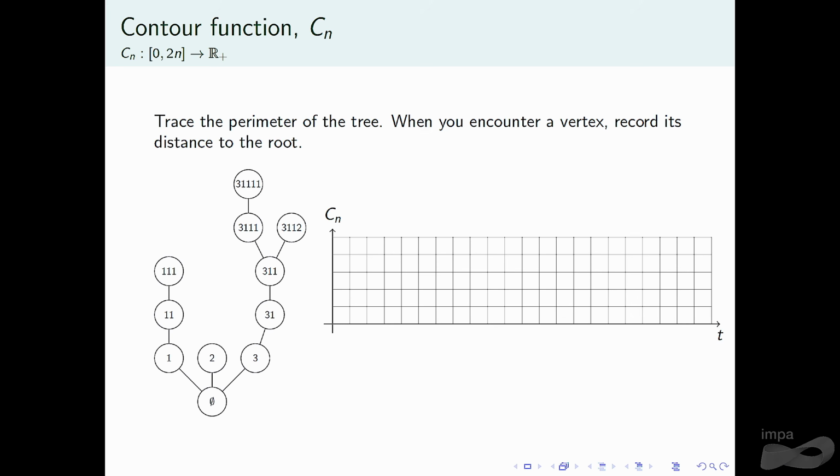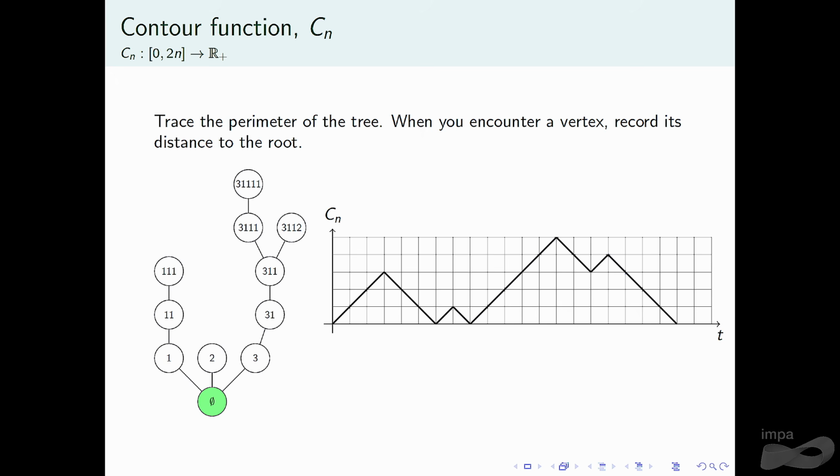So the idea is we have this tree, we want to encode it using a function, and what we do is just trace the perimeter of the tree, and when you encounter a vertex, you record its distance to the root. Okay, so here we start off at the root, then its first child, then we continue, and then we go back down, and then we go into the next subtree, and then we continue all the way until we finally have recorded all of the vertices in the tree.